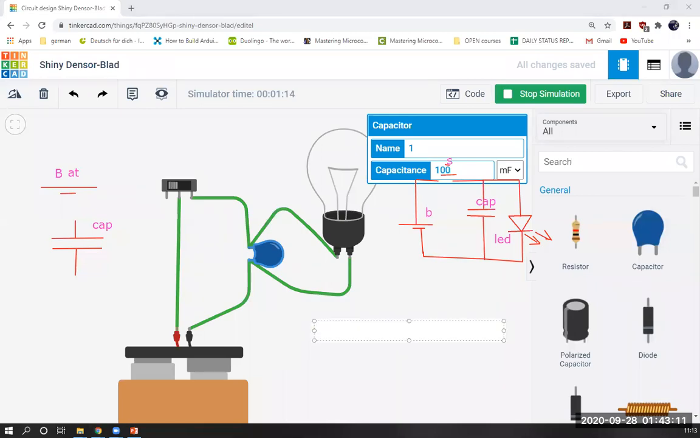So capacitors store charge. Okay, it works as a small battery. Okay, this is a very important point. Capacitor stores charge in it, and it works as a small battery. So this is a very important statement for you guys. So you can see, we can also see how it's storing the charge.